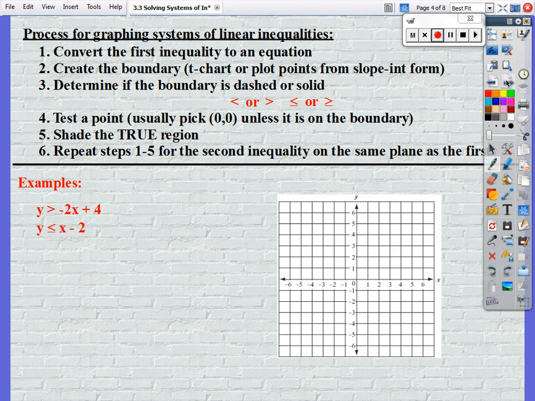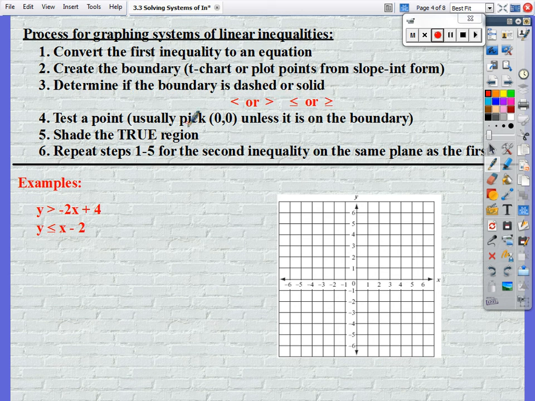But now what we want to do is go ahead and proceed with how to graph systems of linear inequalities. In doing this, and this is going to look very familiar to you, we're going to convert the first inequality to an equation. We're going to create the boundary, t-chart, plot points from the slope-intercept form. Determine if the boundary is dashed or solid. Remember what does that is our inequality signs.